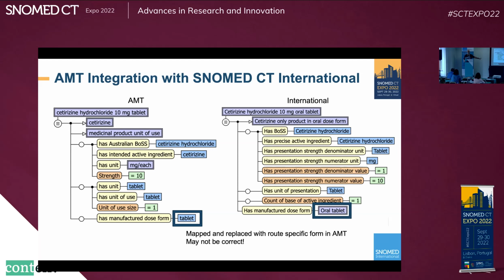The one on the right-hand side is the clinical drug level. So the equivalent things are medicinal product unit of use in AMT, VMP in DMD, and clinical drug. And you can see that's where the intersection is lost.